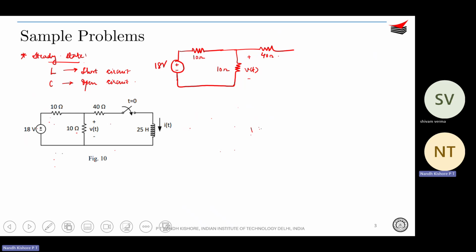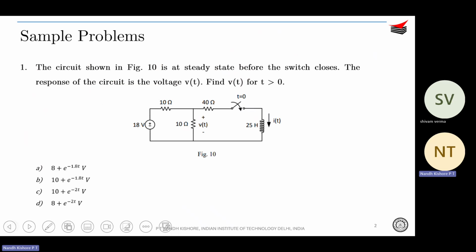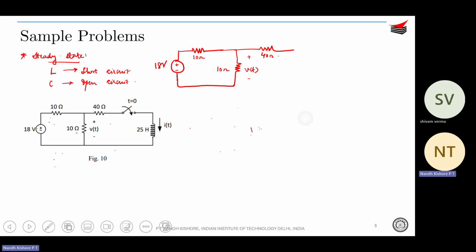Under steady state, that is before t equal to 0, the switch is open, which means that after this you do not have any circuit. The inductor is anyway a short circuit under steady state, but since the switch is open, it doesn't make a difference. So this is the circuit under steady state, that is for t less than 0.